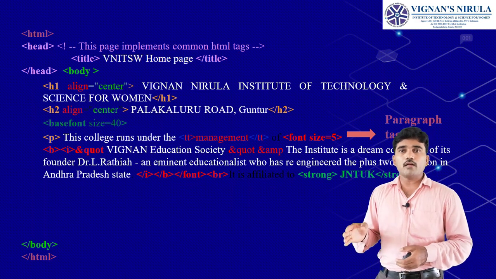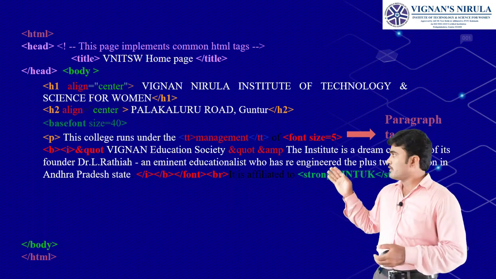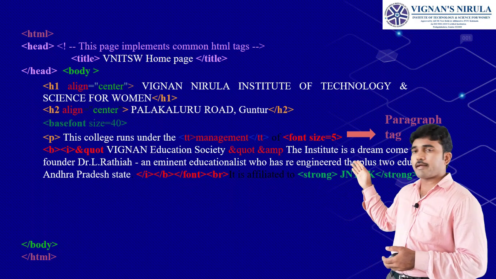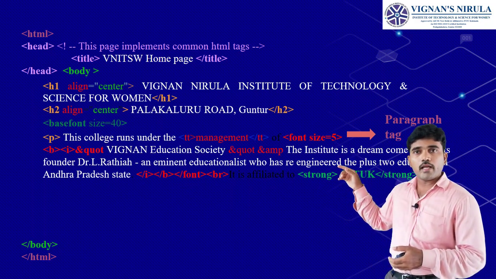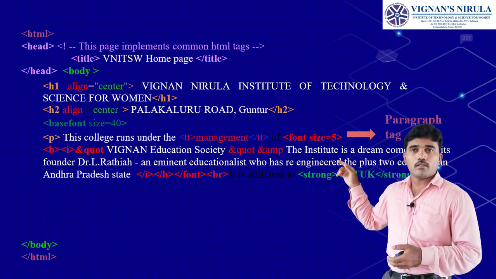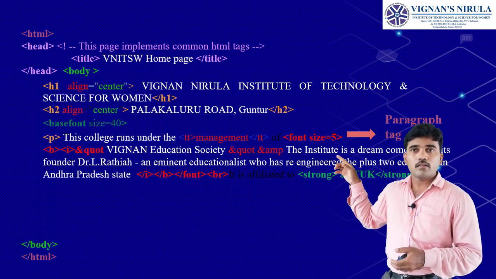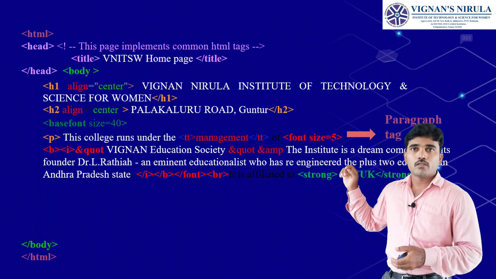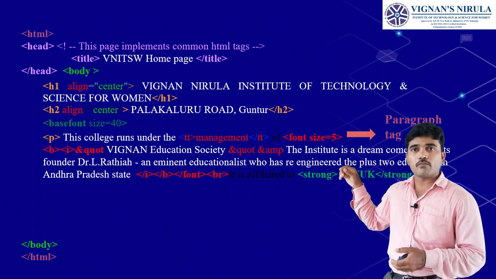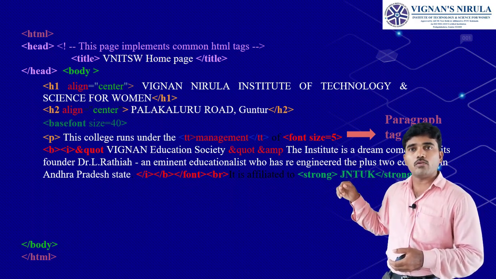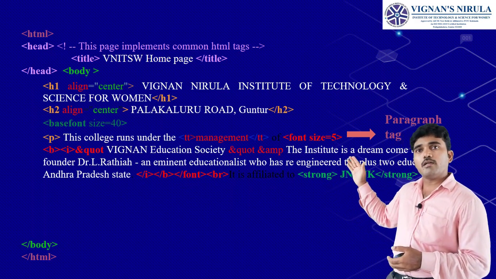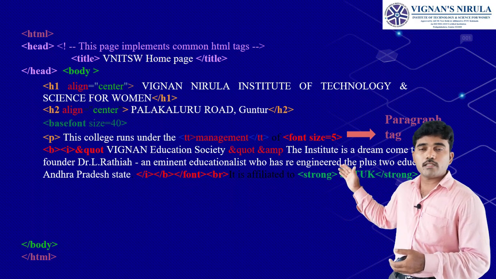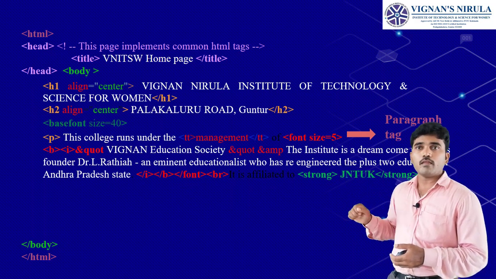For this paragraph, followed by the P, what I have written is: this college runs under the. After that I have written TT. The TT stands for, yes, typewritten effect. So TT applies the typewritten effect to the text. What is the font size that I have used? Font size equals 5.